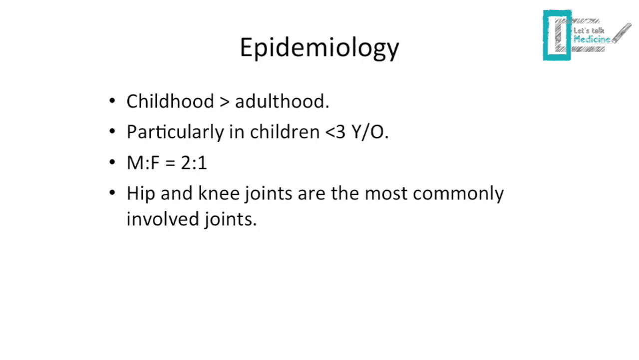Moving on to the epidemiology of septic arthritis. It's basically more common in childhood, and it was found that 50% of the cases occur in individuals less than 20 years old. It's more common in people who are less than 3 years old, especially in that group. It has a gender predominance in males with a ratio of 2 to 1. It affects more of the lower limb joints, so hip and knee joints are the most commonly involved joints.